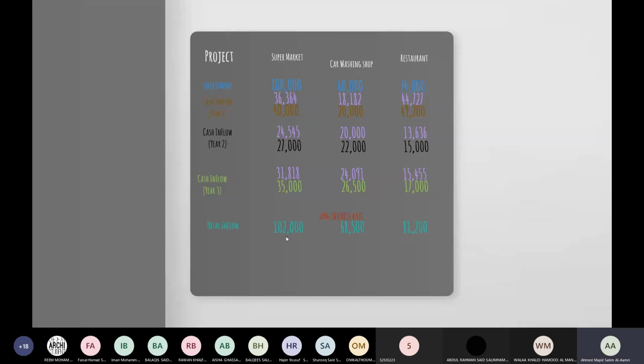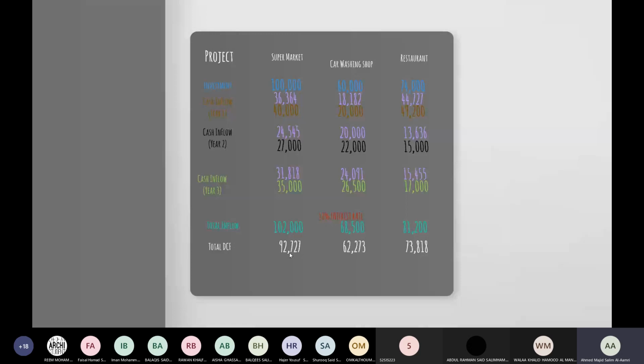The total inflow is the value that I'm expecting to get after 3 years. I'm expecting to get 40,000 plus 20,000, 27,000 plus 35,000. I got 102,000, and the same thing for the other projects. But this 102,000 is going to have a worth of how much for me? It's going to have a worth of 92,727.